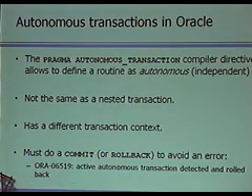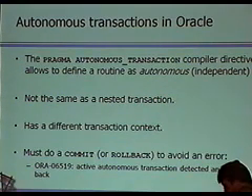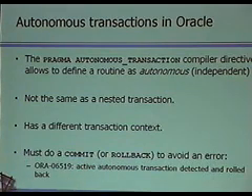We will now see the autonomous transactions in Oracle, and how we can use them to avoid those problems. The compiler directive pragma autonomous transaction allows you to define a transaction as autonomous, completely independent of the transaction where the vulnerable SQL code is. It is not the same as a nested transaction. It has a different transaction context. That's why you must do a commit to avoid an error.